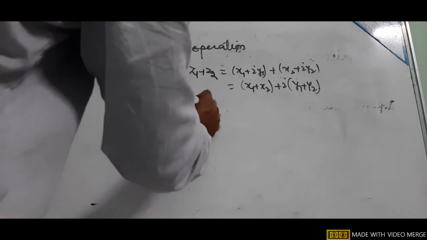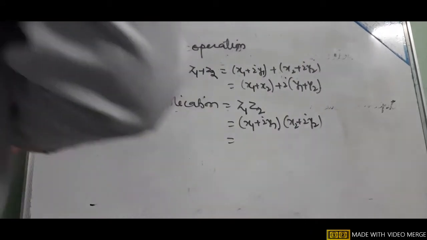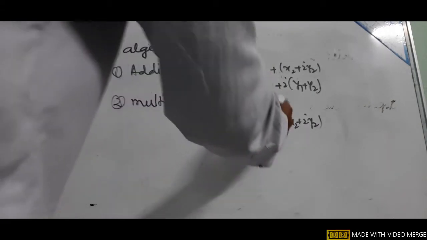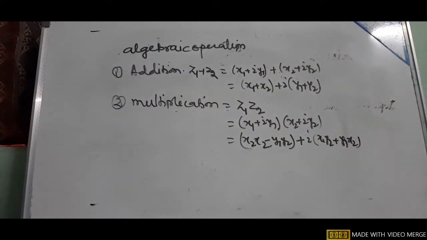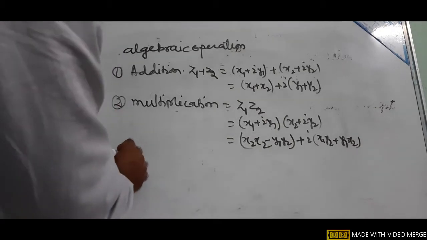Similarly, multiplication. z1 into z2 is x1 plus iy1 into x2 plus iy2. If you multiply it, we get x1 into x2, then i square is minus 1, so it is minus y1 into y2, plus i times x1 y2 plus y1 x2. So this is the multiplication. Then we go to the division.